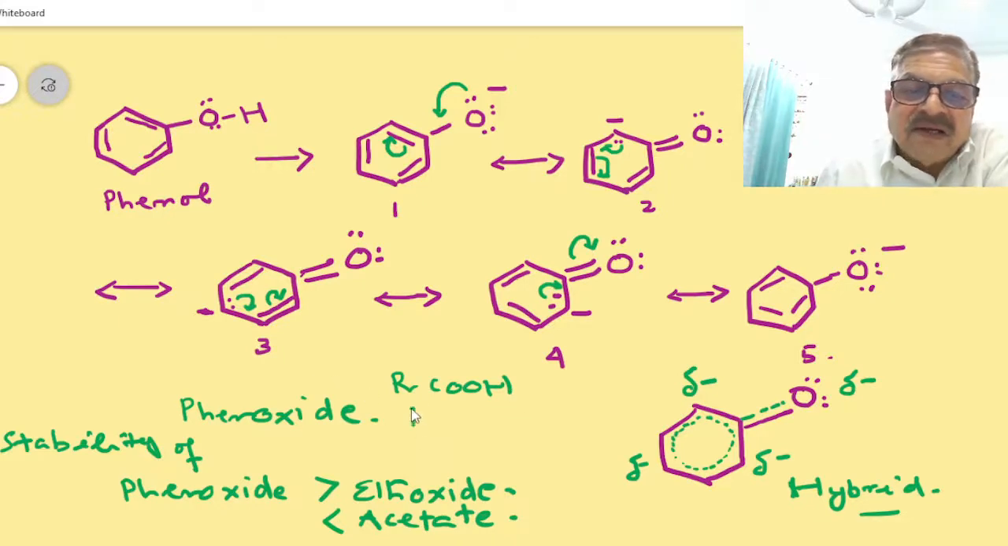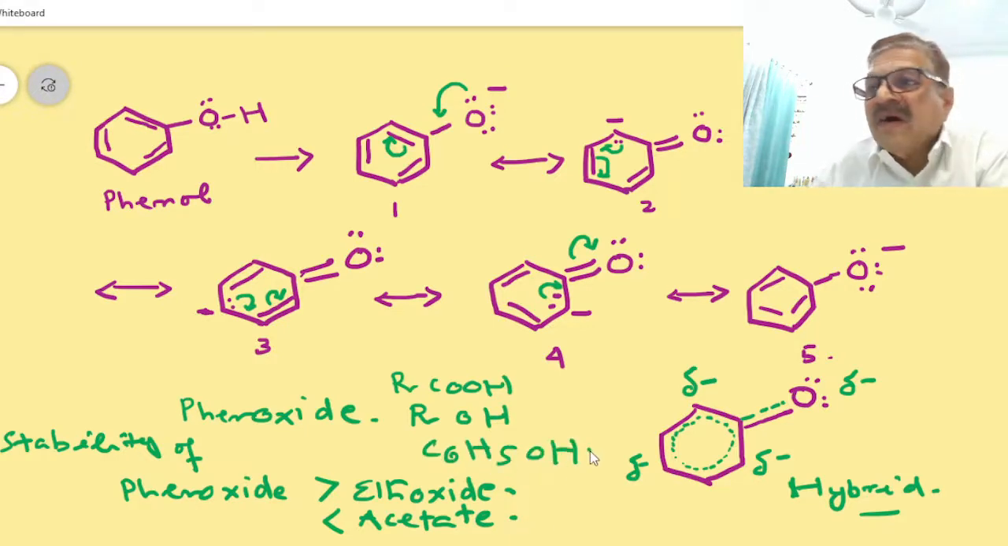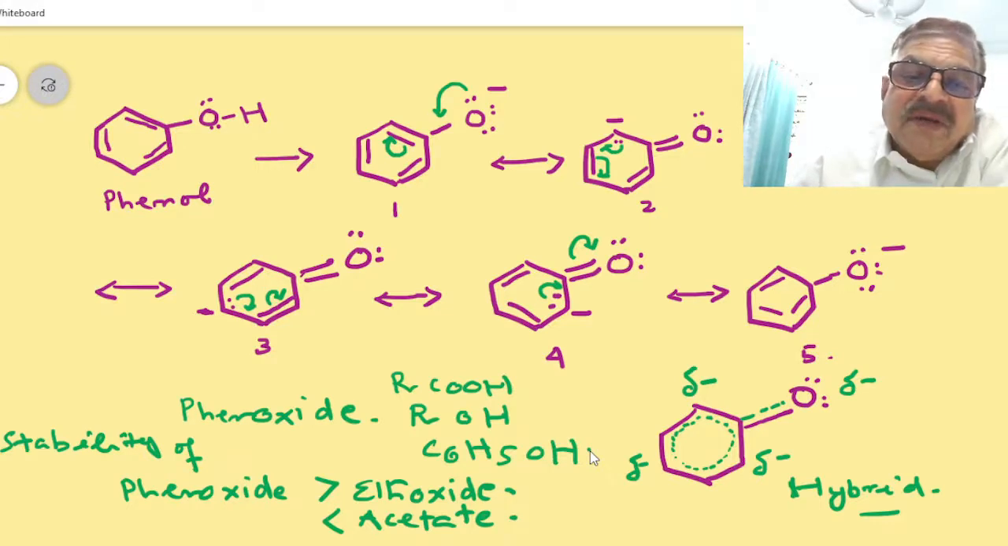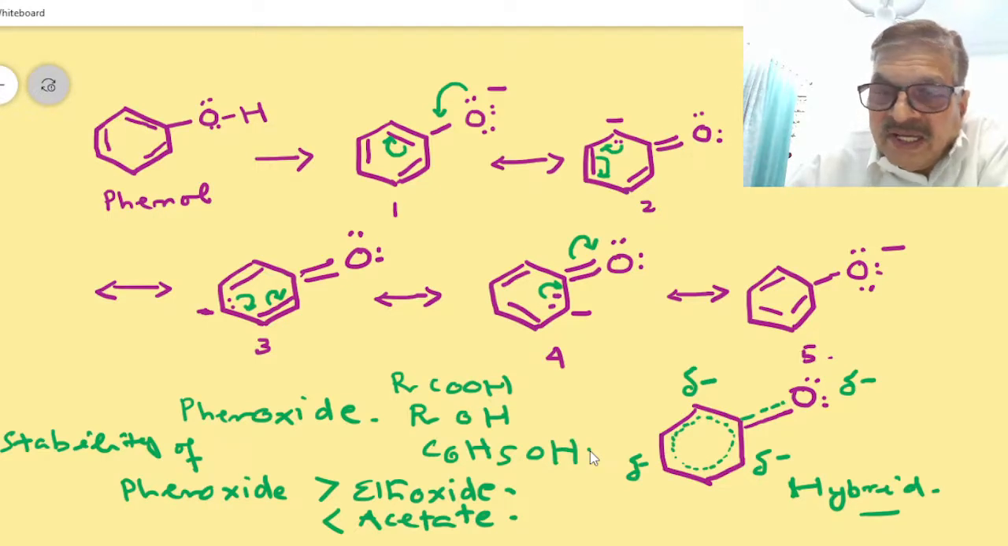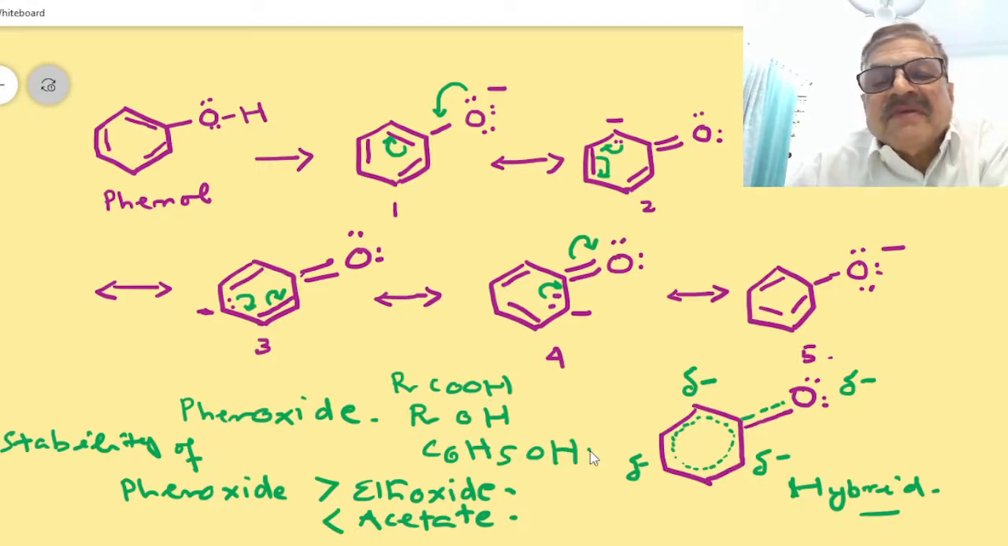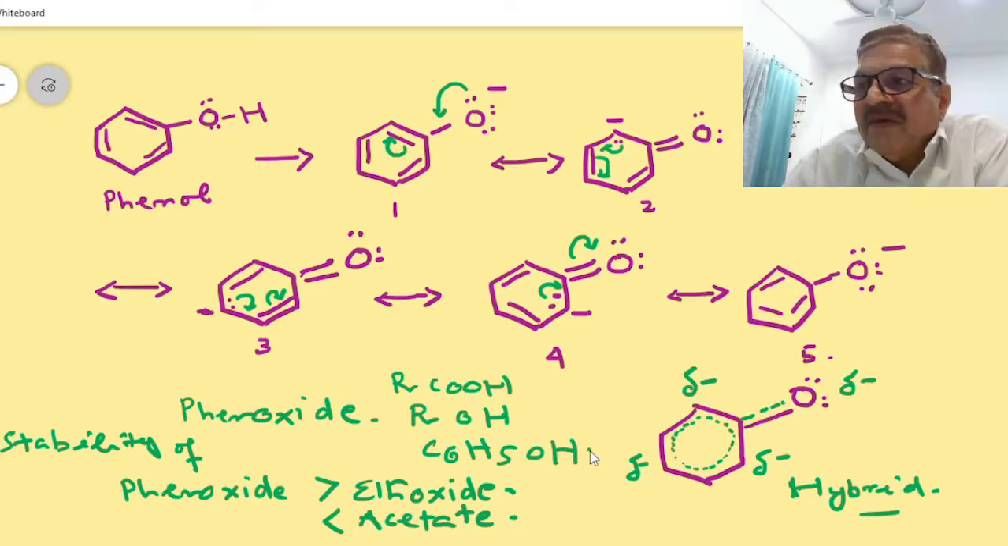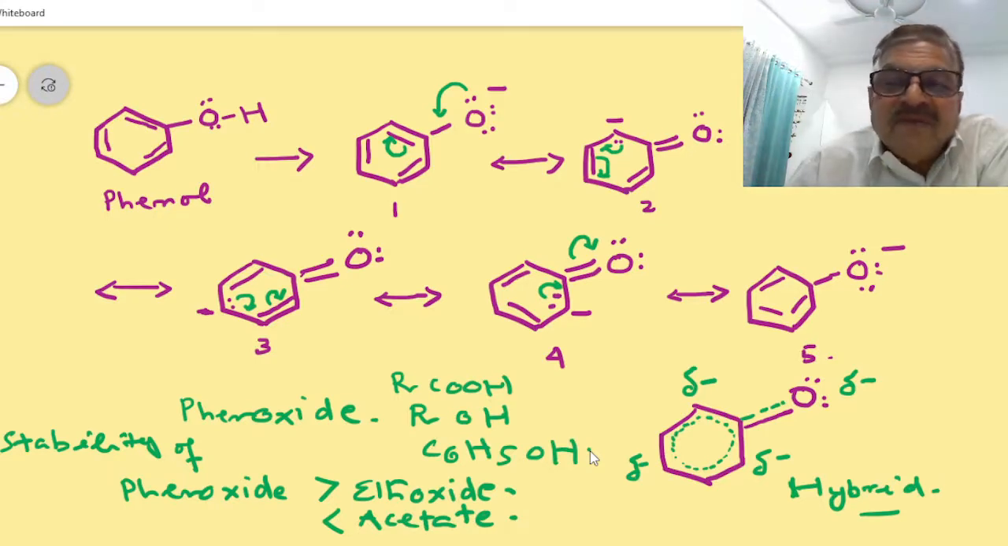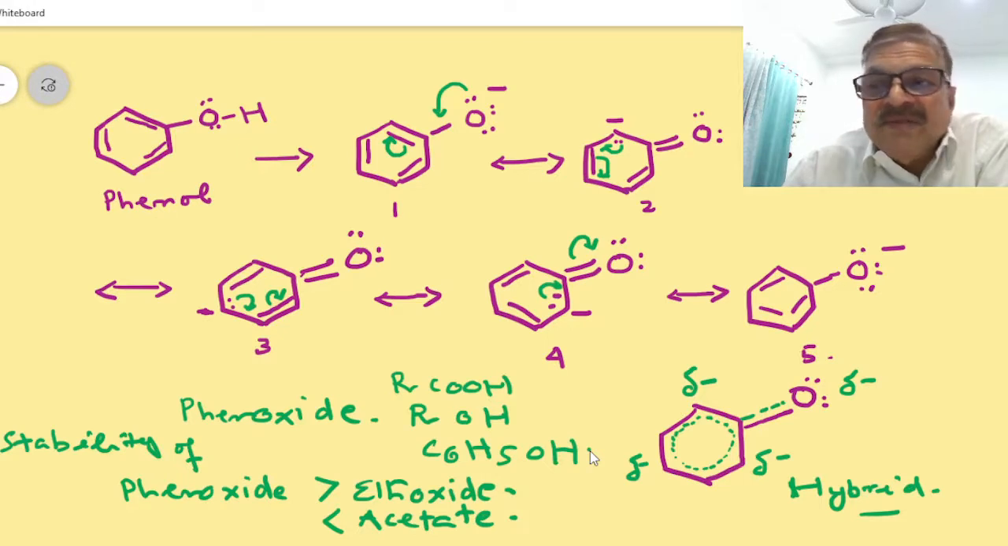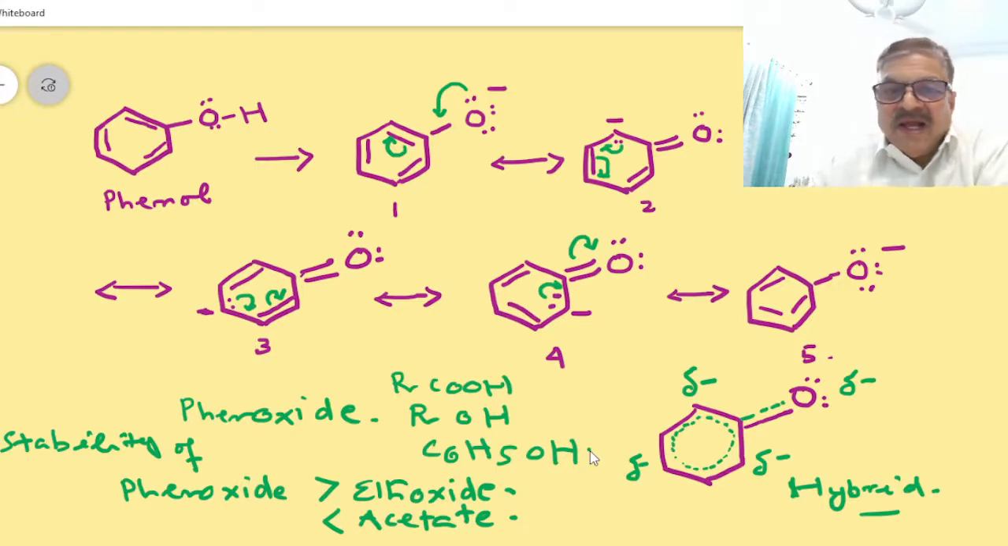Then we have ROH, that is an alcohol. Then we have C6H5OH, phenol. All these compounds are acidic compounds, more acidic compared to most other organic compounds. Therefore, a carboxylic acid is a stronger acid compared to an alcohol or a phenol, because its conjugate base is most effectively resonance stabilized. Correct. So now, let us examine the case with bases.